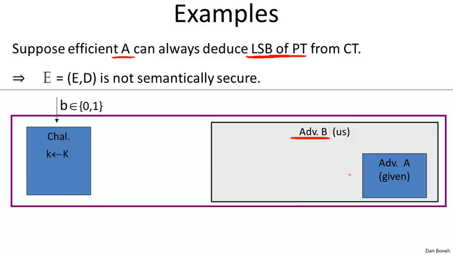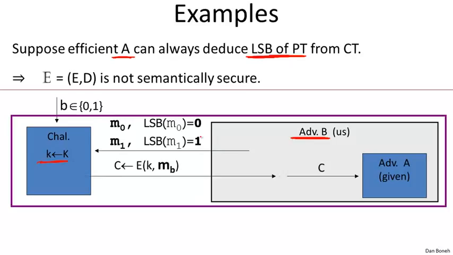Okay, so the first thing that's going to happen is, of course, the challenger is going to choose a random key. The first thing that's going to happen is we need to output two messages. The messages that we're going to output basically are going to have different least significant bits. So one message is going to end with 0 and one message is going to end with 1. Now, what is the challenger going to do? The challenger is going to give us the encryption of either M0 or M1, depending on whether we're in experiment 0 or in experiment 1. And then we just forward this ciphertext to the adversary.